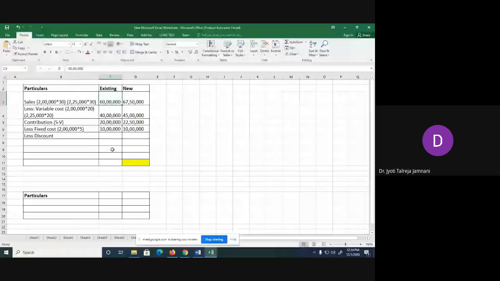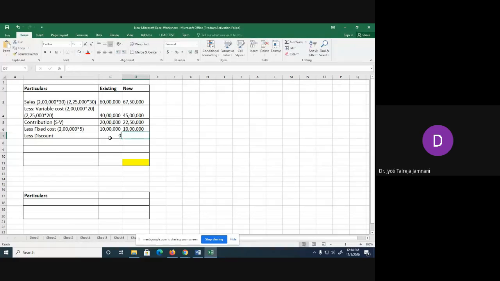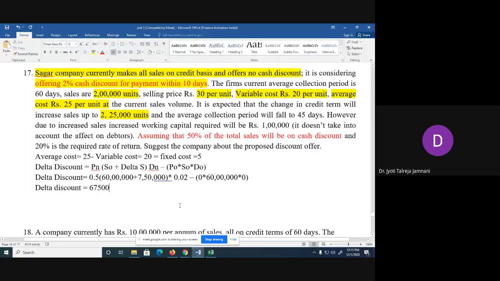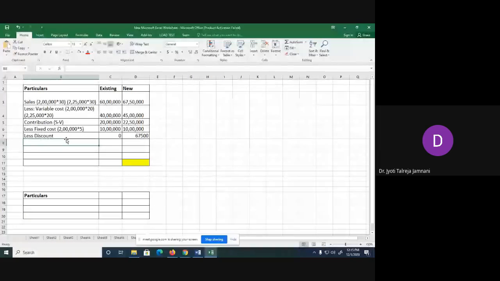We'll take it here. Discount in the earlier case existing was 0 and the new discount that is offered is 67,500. If earlier discount was given, then we would have used only this formula. This is the existing discount. So we would have taken this amount, and for new discount, we would have taken the minusing. Okay, so that was about discount.